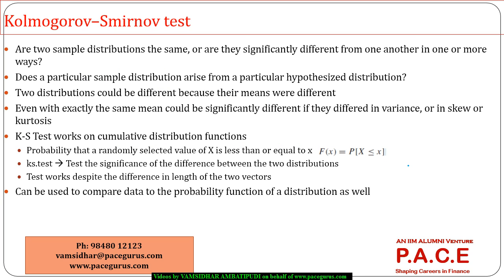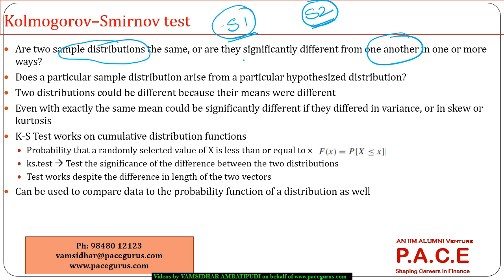Now, the next important topic that we are looking at in this session is the Kolmogorov-Smirnov test, which is the kind of a test that we are performing to really understand: are the two sample distributions the same? So I have taken a sample 1, I have taken a sample 2. Are these two samples coming from the same kind of distribution, or do they differ from one another in one or more ways? Is the distribution of both these sets of data more or less the same, or do you find some significant difference in the kind of distribution that they are coming from?